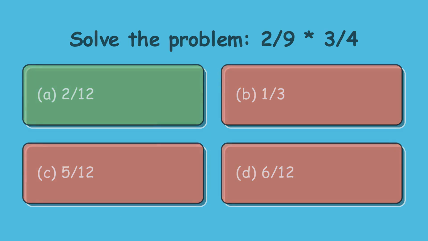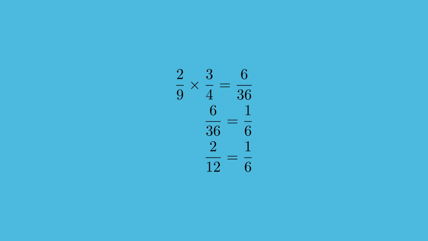Correct answer is A. Let's solve this problem step by step. We are given 2 over 9 times 3 over 4. To multiply fractions, we simply multiply the numerators, the numbers on top, together, and the denominators, the numbers on the bottom, together. 2 times 3 equals 6, 9 times 4 equals 36. So 2 over 9 times 3 over 4 equals 6 over 36. However, 6 over 36 can be simplified. Both 6 and 36 can be divided by 6. 6 divided by 6 equals 1. 36 divided by 6 equals 6. So the simplified form of 6 over 36 is 1 over 6.